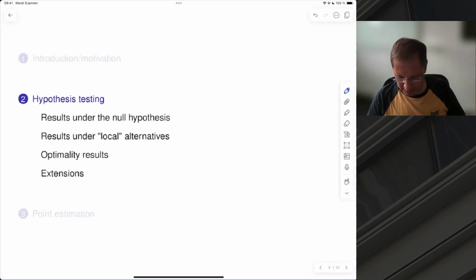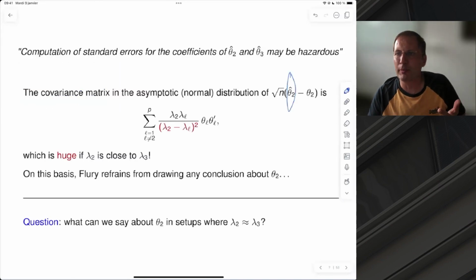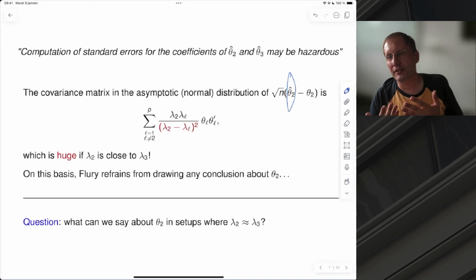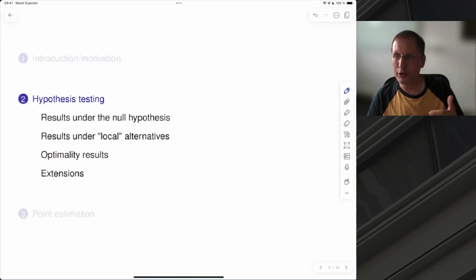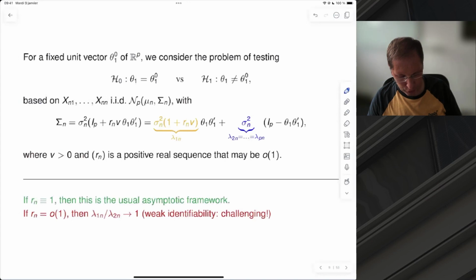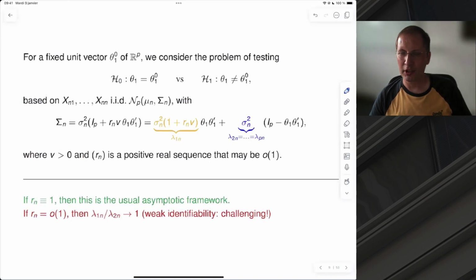Okay, now we can enter the theoretical framework. And, well, of course, nothing is special about theta 2. So to fix ideas, we'll consider theta 1. And I will assume that the corresponding eigenvalue lambda 1 is close to the next eigenvalue lambda 2. Of course, eigenvalues are ordered as usual in a decreasing way. So lambda 1 is the largest one and lambda 2 is the second largest one and so on. So this is the framework that I will consider.